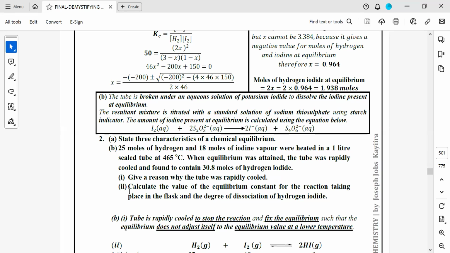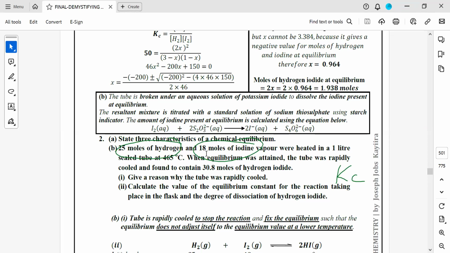So we have our calculation here. Calculate the value of the equilibrium constant for the reaction taking place in the flask and the degree of dissociation of hydrogen iodide. So in this case, remember, our first part is finding the Kc. So that means we have hydrogen reacting with the what? With the iodine to give us hydrogen iodide.